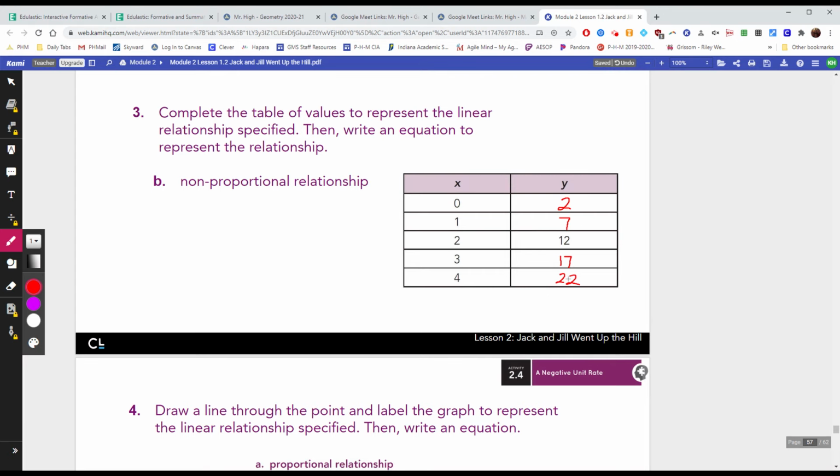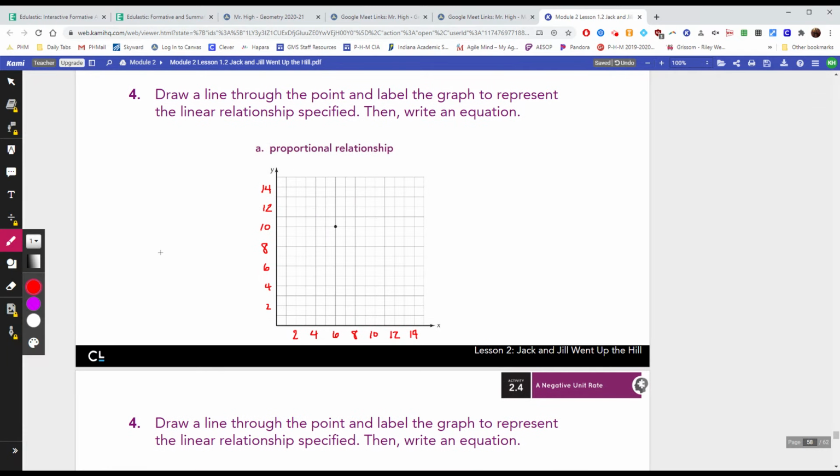So the rate, the increase is the same every time. I'm increasing by 5, so that's my slope. But I'm not starting at the origin. I am starting at 2 instead of the origin. So the equation would not be this. It would be plus b, since this is not 0. And I would have y equals 5x plus 2. Non-proportional relationship here. All right, so wrapping it up.